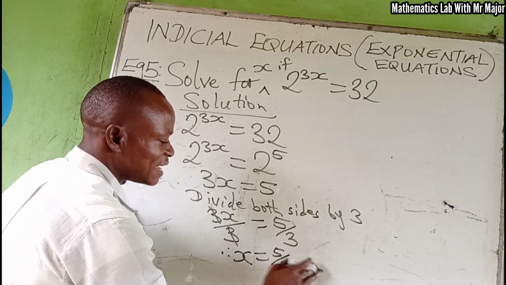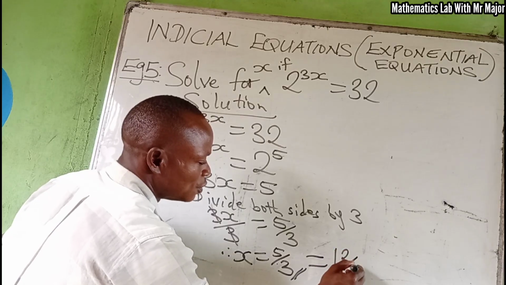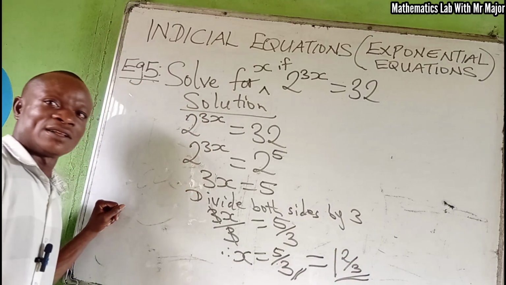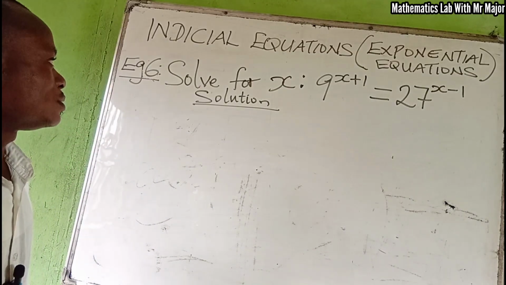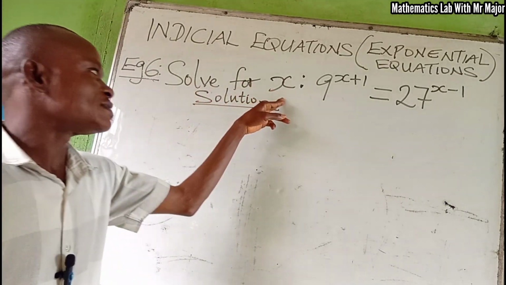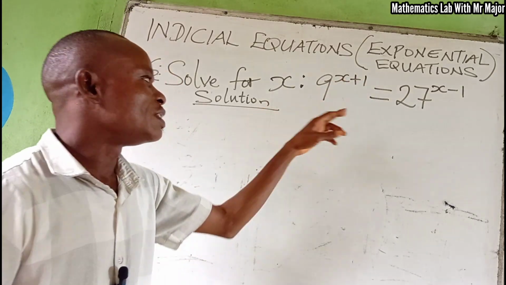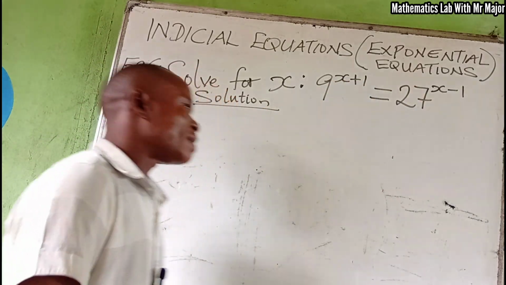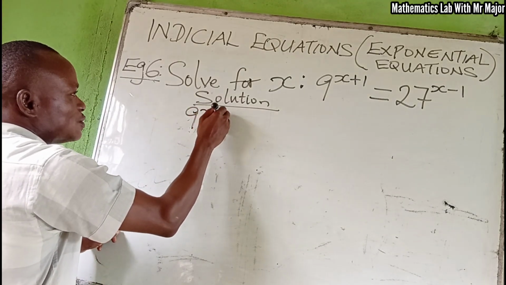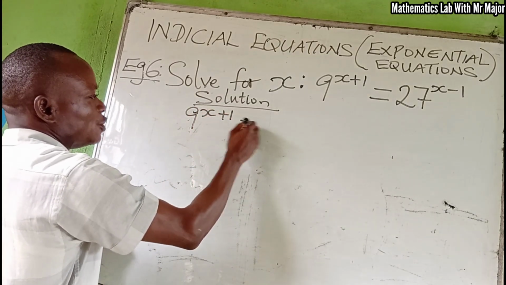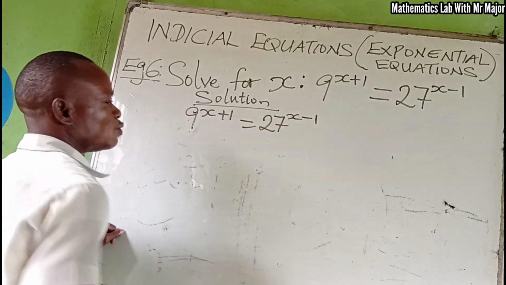Or you can write it as a mixed number, which will be one whole number, 2 over 3 as our final answer. Now we have question number 6 on the board, which says solve for x, given that 9 raised to the power of x plus 1 equals 27 raised to the power of x minus 1. So let me write the question again. 9 raised to the power of x plus 1 equal to 27 raised to the power of x minus 1.